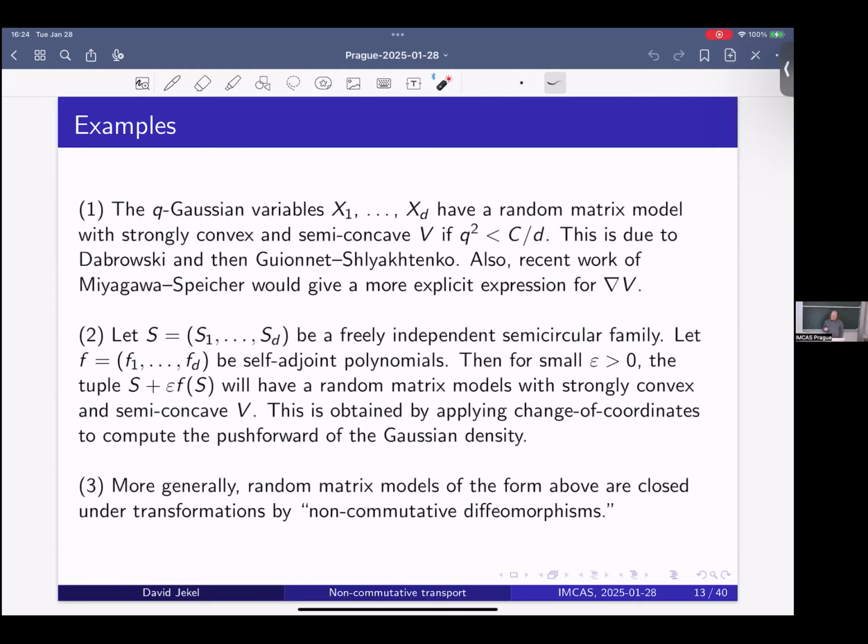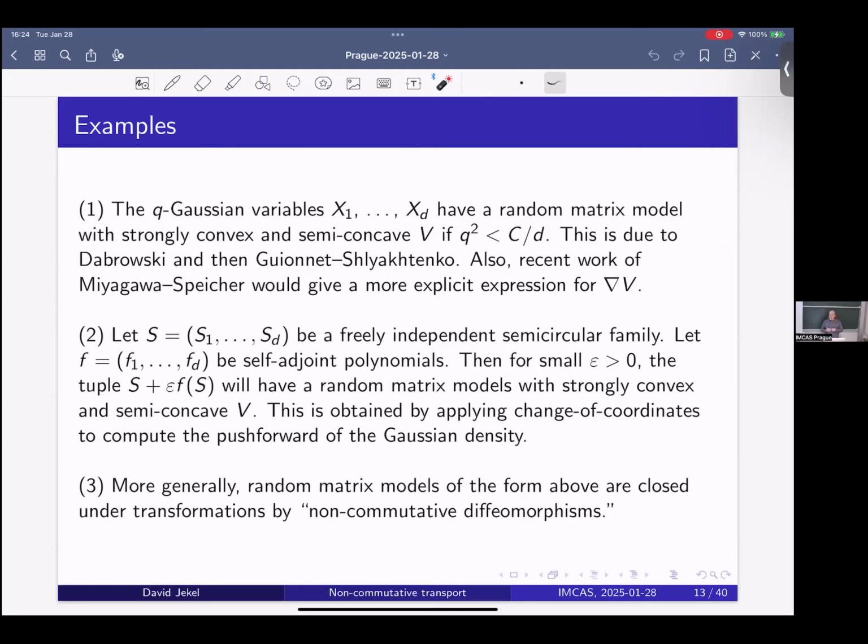Another example where you can apply the results that I will state later is if you start out with freely independent semicirculars. These semicirculars generate the von Neumann algebra that's the same as the von Neumann algebra of the free group. Say you take these generators and then you decide to perturb them. So take S plus epsilon times f of S, where f is a tuple of non-commutative polynomials, or more generally, some kind of smooth functions. Then you can argue that this new random variable will have random matrix models of this form for some V.